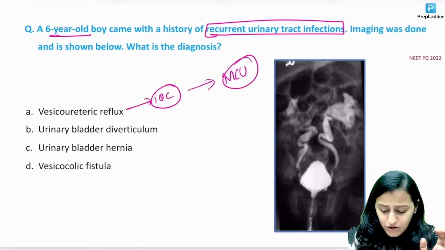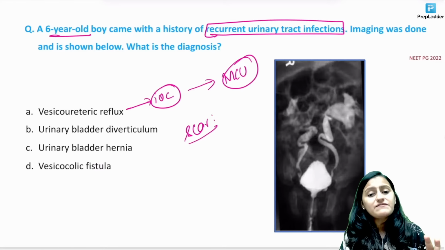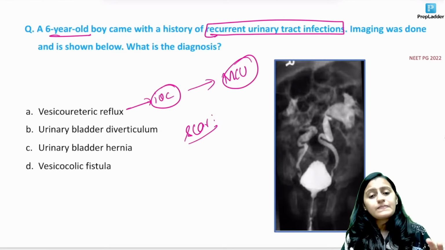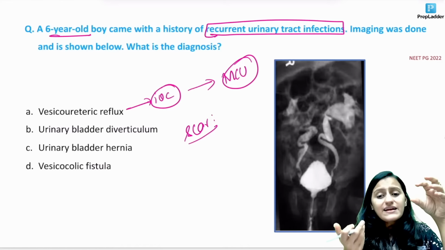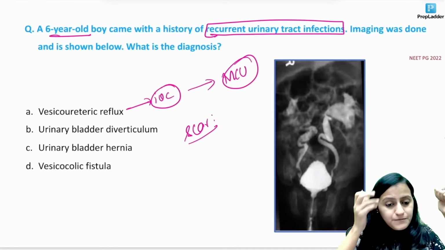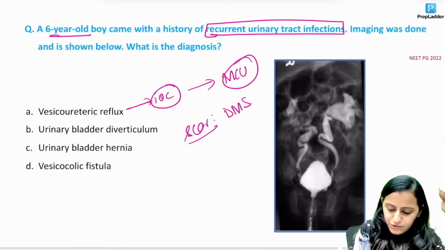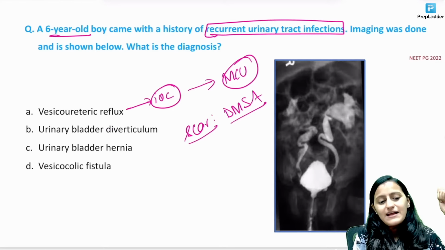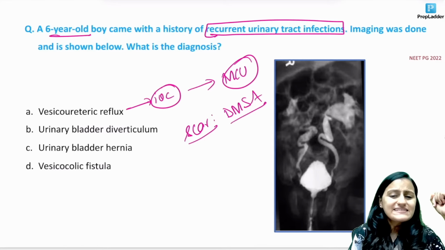Okay, and if the question is you want to see the scar in a patient of VUR, then what investigation will you do for that? The renal kidney may, because of the reflux, have scarring. What will you do for that? Correct. For that you will do DMSA. Okay, absolutely right. That's a nuclear scan.